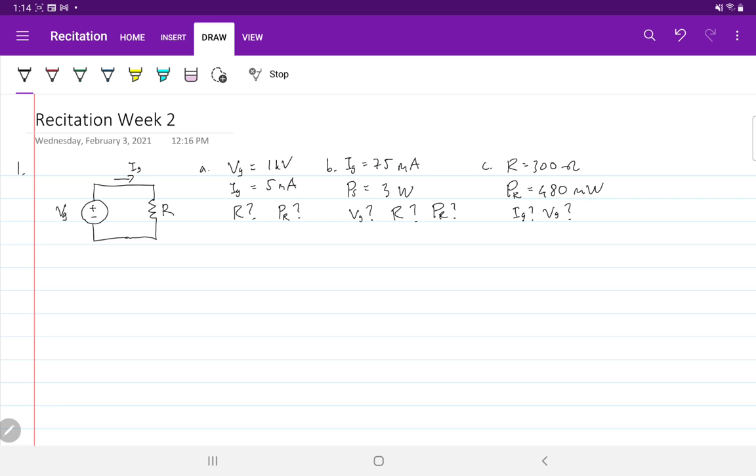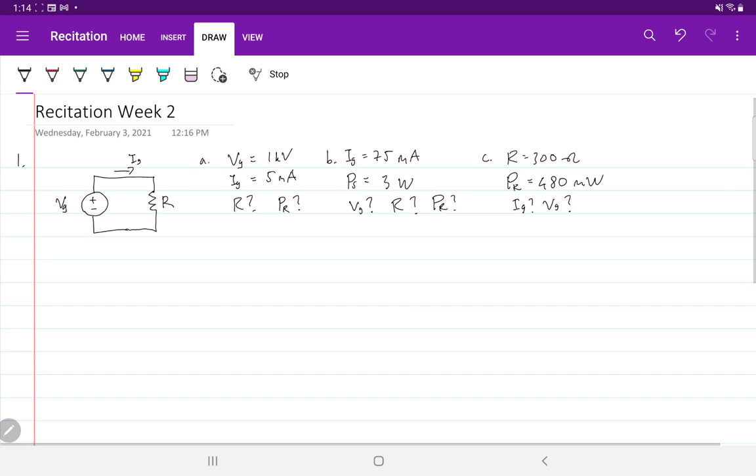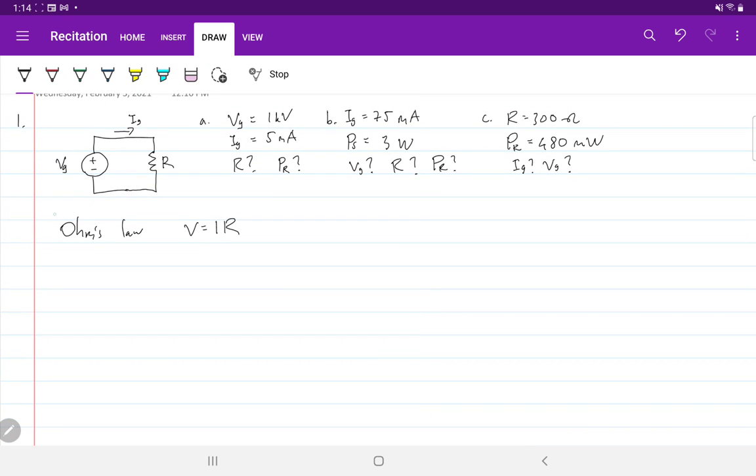Okay, so let's solve the first one. So the basic formula that we will be using is Ohm's law. So V equals I times R. V is the voltage, I is the current, R is the resistance, and basically this is the equation that we need to solve this problem. Okay, so we'll put that in a box.